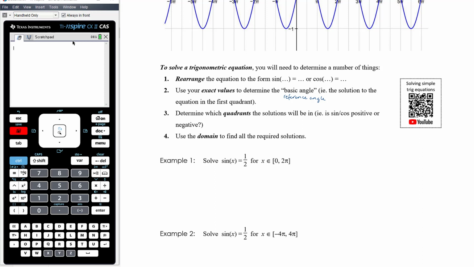Then which quadrants are my solutions going to be in? Are my solutions in the second and third quadrant or in the third and fourth quadrant?